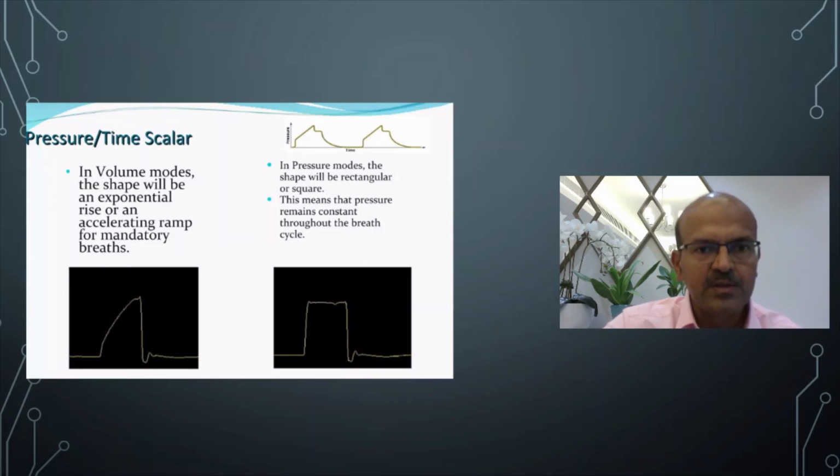So in pressure modes, the shape of this pressure time scalar will be rectangular, and it can be a little bit of a sine wave where the slope is slower, where the flow is set to rise slowly, and it can be a square wave where the flow is kept on the faster side. So a ventilator like Drager, for example, you can choose a rapid rise versus a slow rise. And in a volume targeted ventilation, you have the pressure increasing gradually till the required volume is met. So it's not an abrupt increase.